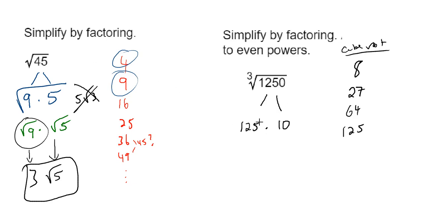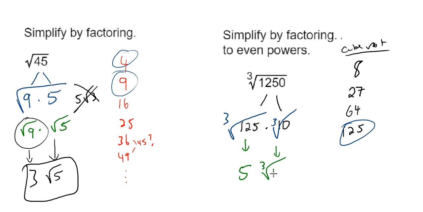And so this is a good number to see here because it's a number I know will simplify. I can take the cube root of 125. It simplifies nicely. So we apply the cube root to each factor separately, right? We're going to split that cube root up, apply it to each number separately. The cube root of 125 simplifies to 5. The cube root of 10 doesn't simplify, so I just copy it down. And then this is my answer.